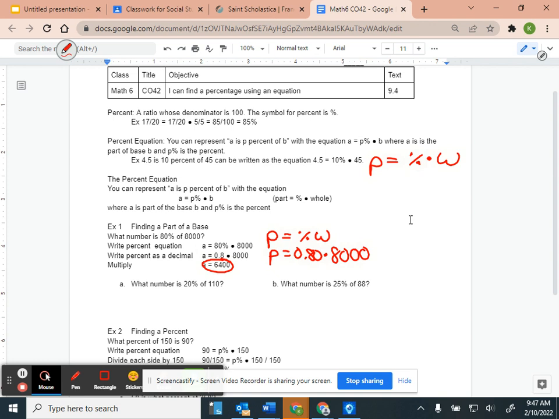So let's look at our examples. What number is 20% of 110? What do I have to do? What equation should I write, Regan? 0.20. That would be 20% as a decimal.